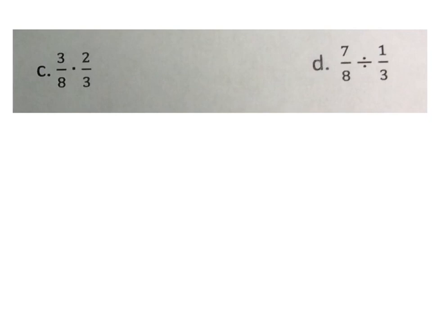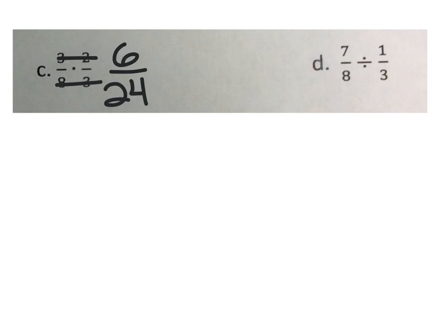The next 2 fractions in number 7 are multiplication and division. So multiplication you should be like cheering about because it's so easy. I have 3/8 times 2/3. I multiply straight across. 3 times 2 gives me 6. 8 times 3 gives me 24. Now this might be the tricky part. You need to simplify your answer.